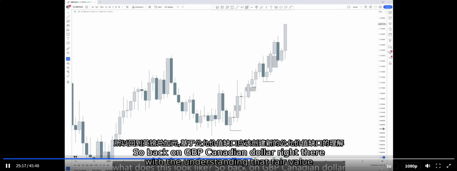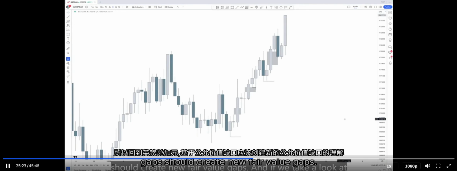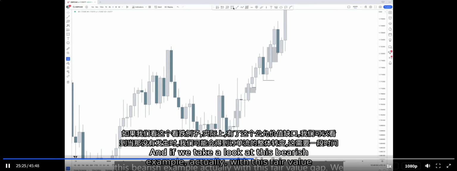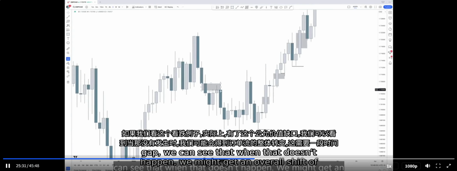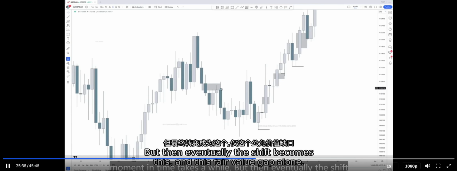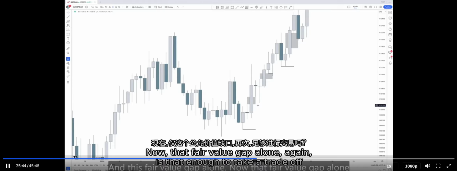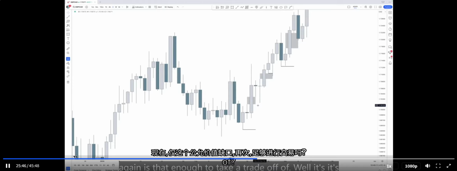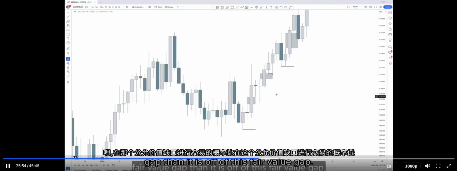So back on GBP Canadian dollar right there, with the understanding that fair value gaps should create new fair value gaps. If we take a look at this bearish example actually, with this fair value gap, we can see that when that doesn't happen, we might get an overall shift of order flow, which in this moment in time takes a while. But then eventually the shift becomes this, and this fair value gap alone. Now, is that fair value gap alone enough to take a trade off of? Well, it's a lower probability to take a trade right there off of that fair value gap than it is off of this fair value gap.